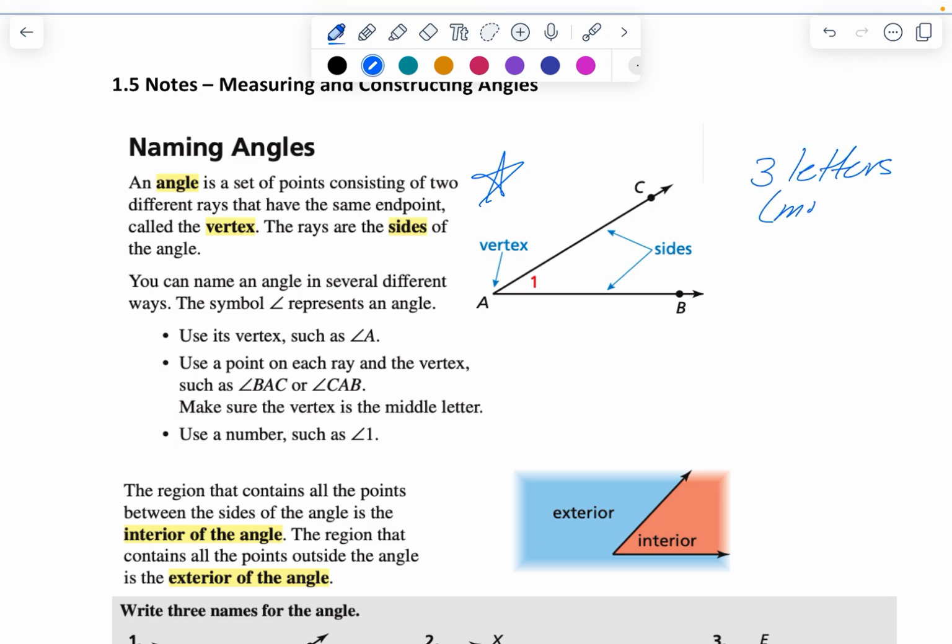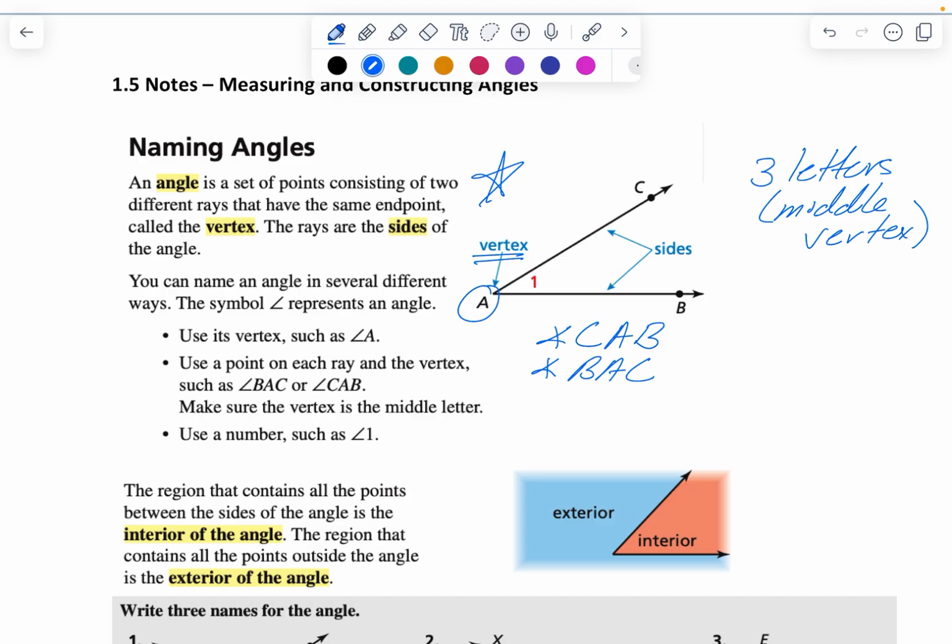and the middle letter has to be the vertex. Let's explain what the vertex is. The vertex is right here, it's the point. So we have the sides of the angle, and then we have the point of the angle, which is what we call the vertex. So we could call this angle CAB. We have a point on one side, the vertex, a point on the other side. Similarly, we could call this angle BAC. Again, the reverse: point on one side, vertex, point on the other.